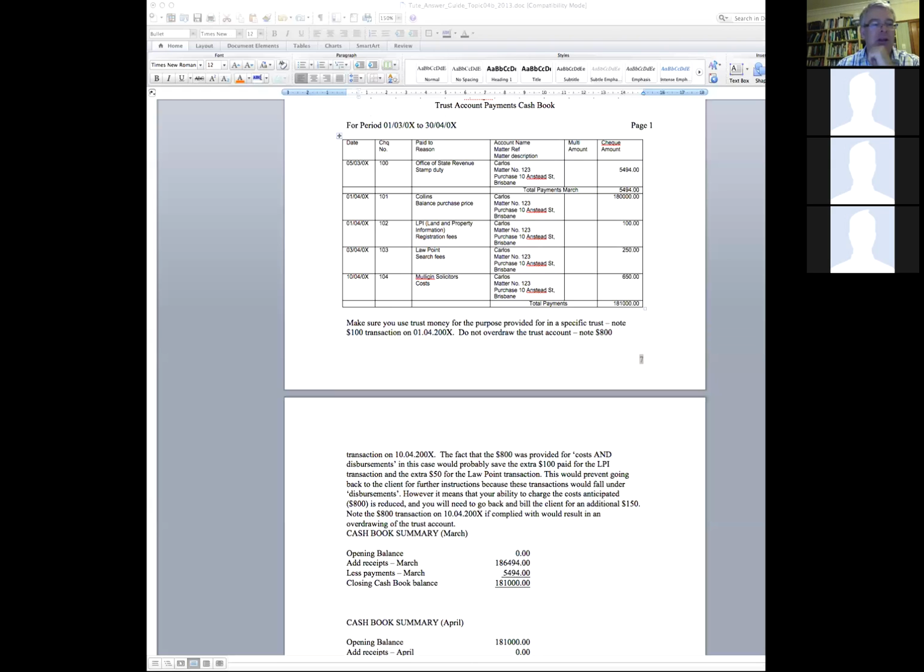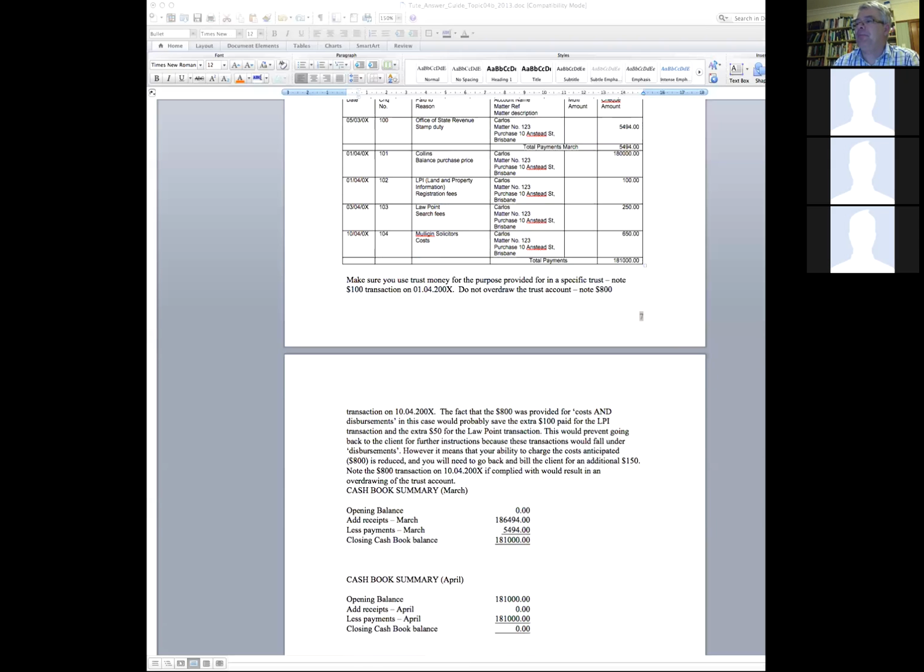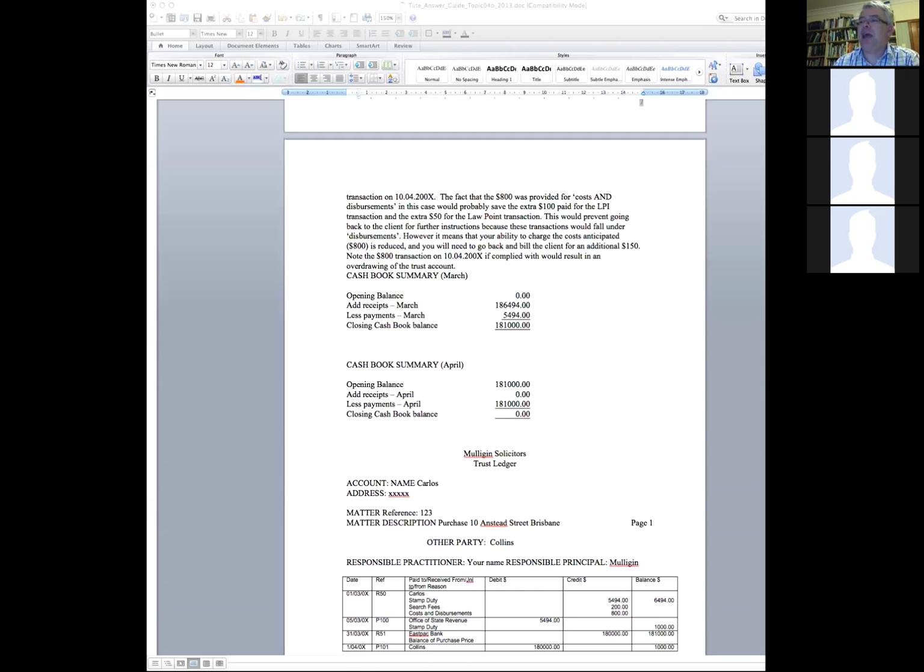If you actually had put $800 in there and paid it to yourself, you've actually committed a breach of the Trust Accounts Act, parts of the Legal Profession Act, and that's an offence. So you have to be careful to make sure you've got those funds available, and that's the reason for it. Okay, all right. You then were asked to do the cash book summaries.